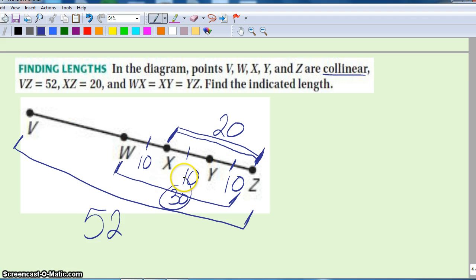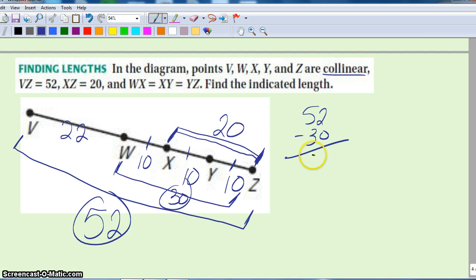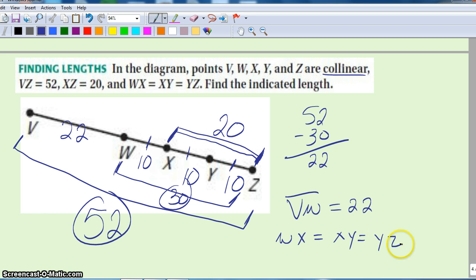What do you do with 30 and 52? Do you add them? No. You subtract them. 52 minus 30. And that will give you VW. And that gives you 22. So how would you write it on a piece of paper for me? If this were your assignment, you would put VW is 22. WX the same as XY is the same as YZ, and all those numbers equal 10. This would be your answer.